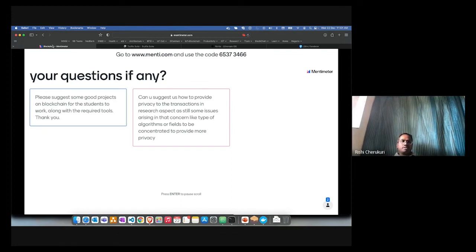Not sure what your intent is. What kind of concerns are you talking about? Are you talking about exchanges that are getting hacked, or Bitcoin or Ethereum protocols that have loopholes in terms of security? Ethereum loopholes, okay. Maybe this is a topic by itself to discuss, not a short answer. How to provide privacy to transactions?